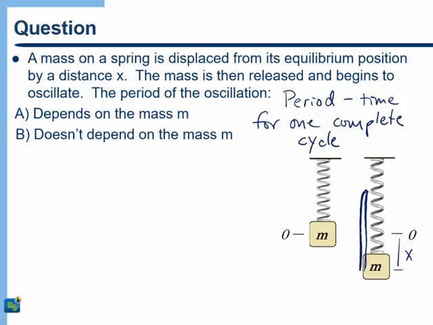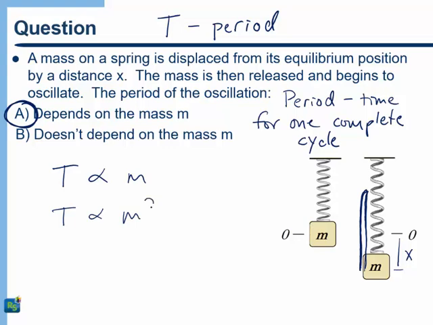So it turns out that the mass definitely affects the period. We use capital T to mean period, just like in uniform circular motion. And the next question might be, but how does it depend on the mass? In other words, is the period directly proportional to the mass? Or is it proportional to the mass squared? Or to the square root of the mass? Etc. So that's one of the things that we'd like to figure out in this unit, is how does the period depend on the mass?